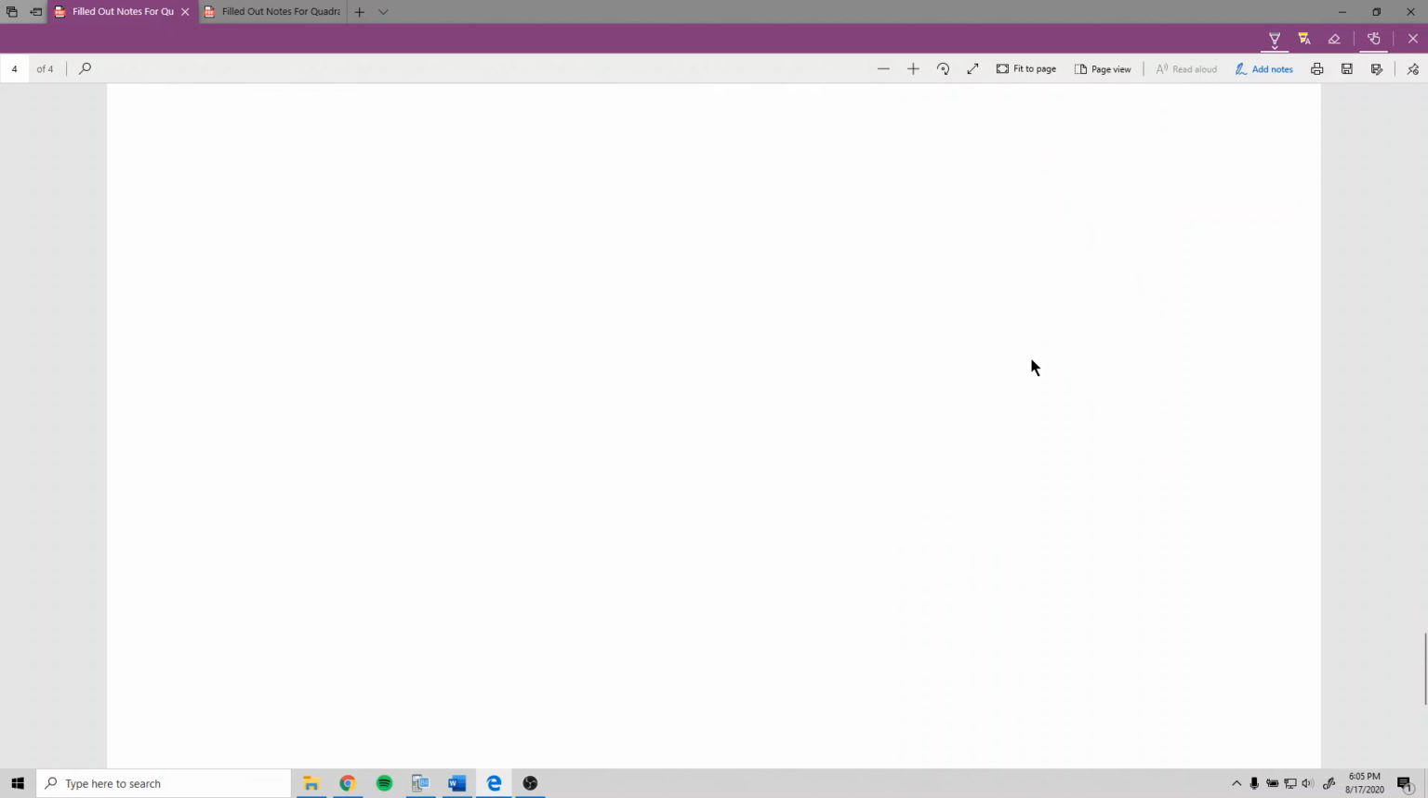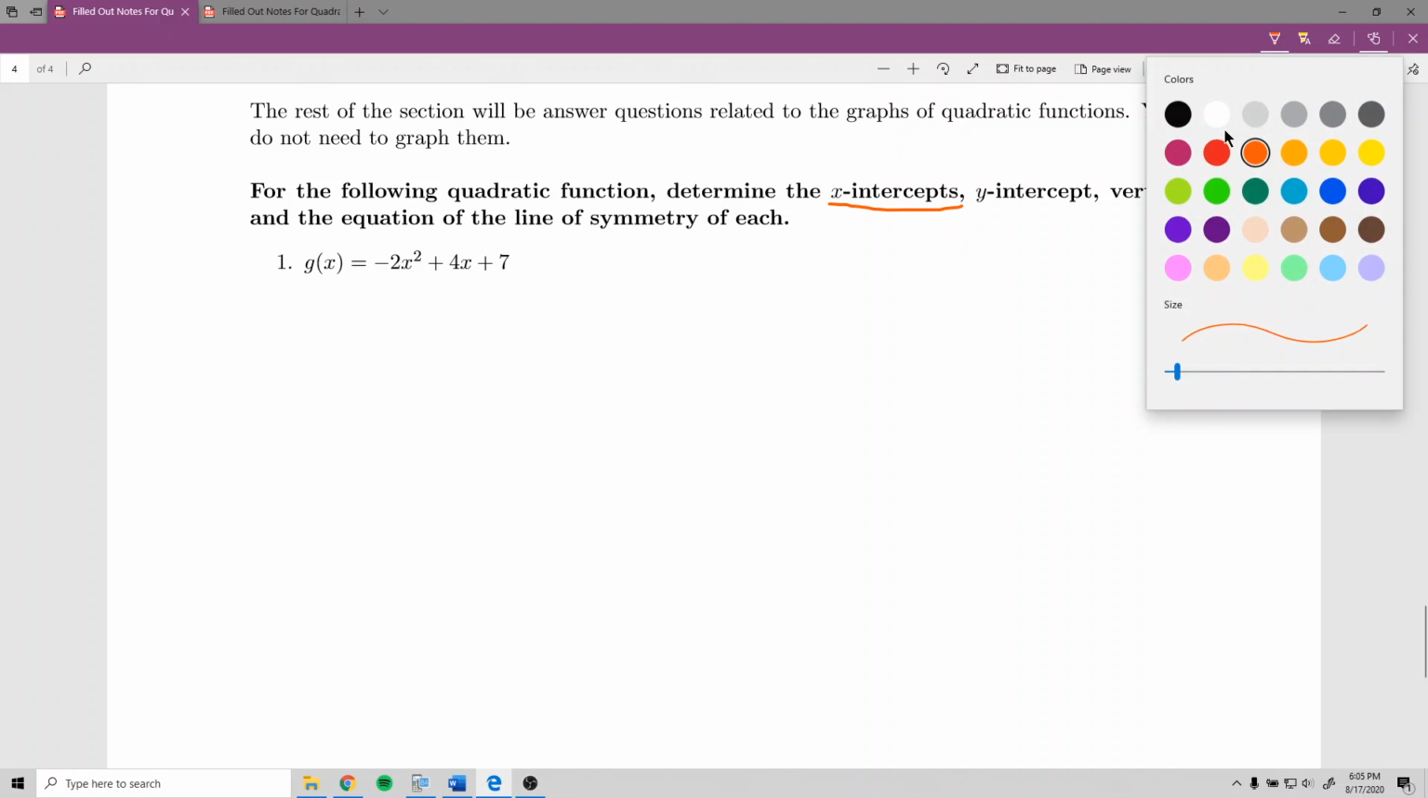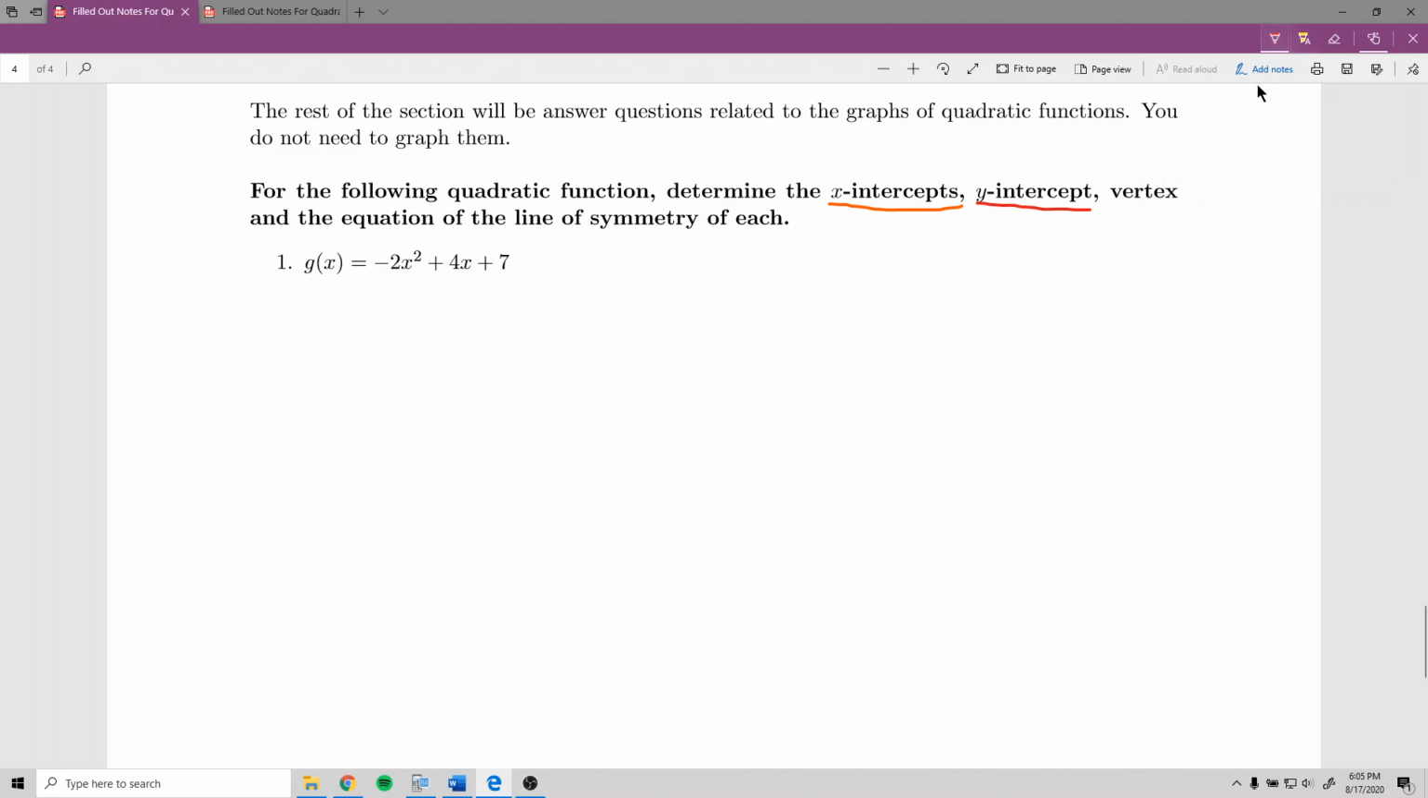All right, so for the rest of this section, which is really just the same thing but without graphing, kind of try to get you to do these new ideas but without a graph. For the following quadratic function, determine the x-intercepts, y-intercept. I'm going to color code all this since there's a lot of parts to it. The vertex, and the equation of the line of symmetry of each. So this one doesn't ask for maximum or minimum, it doesn't ask us to graph it, but it does ask us for the intercepts.